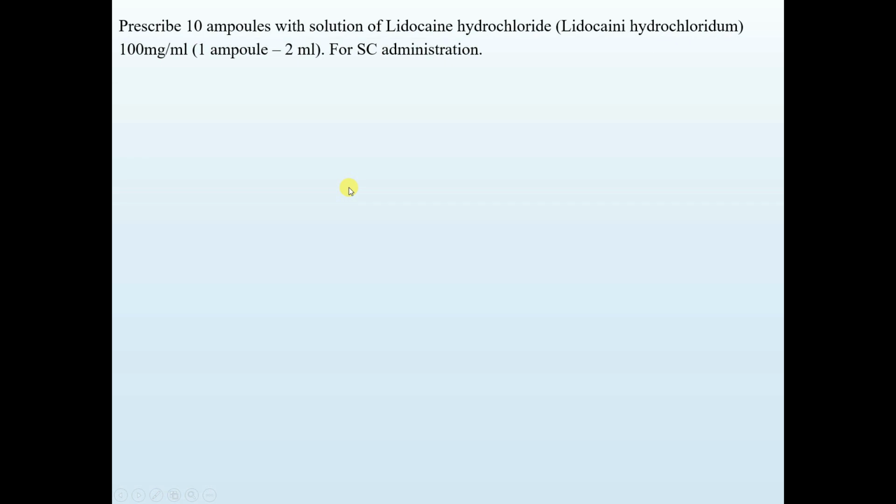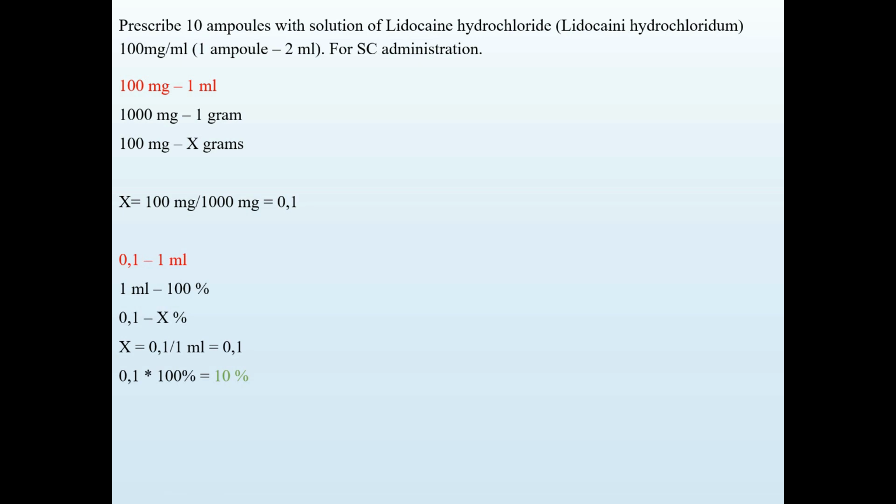Next example is prescribe 10 ampoules with solution of lidocaine hydrochloride or lidocaine hydrochloridum, 100 milligrams each milliliter, and 1 ampoule is 2 milliliters for subcutaneous administration. So once again, first step is you find firstly in grams, 100 milligrams 1 milliliter, 1 gram is 1000 milligrams, so x will be 100 milligrams divided by 1000, 0,1. So, and we have now that 0,1 in 1 milliliter.